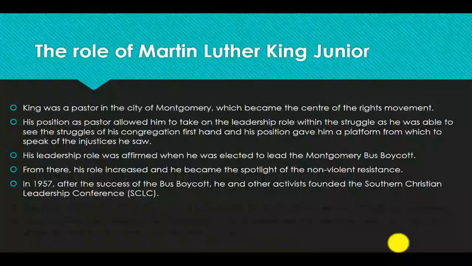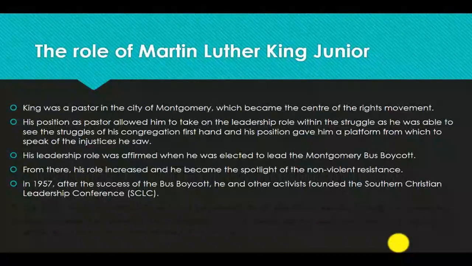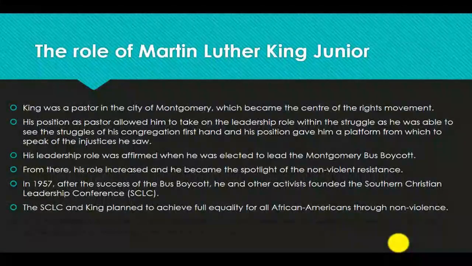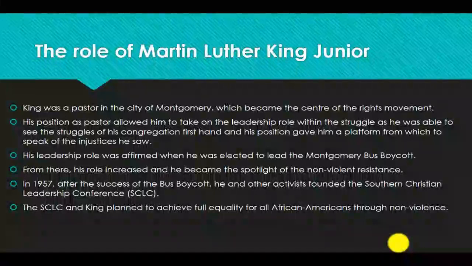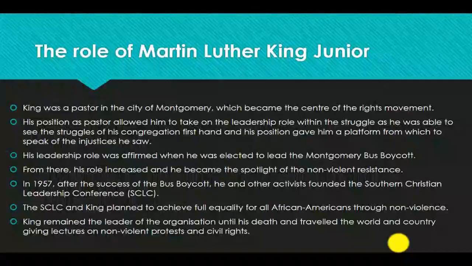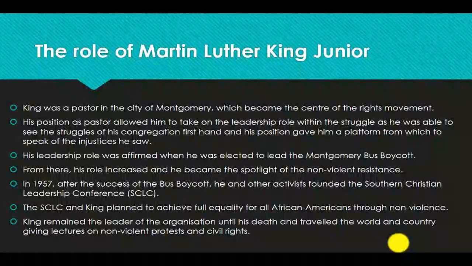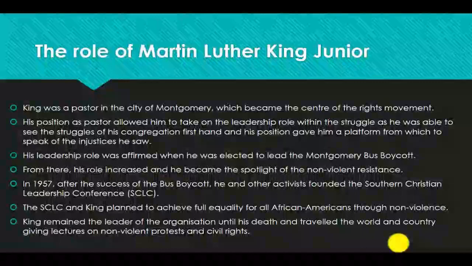And in 1957, after the success of the bus boycott, he and other activists founded the Southern Christian Leadership Conference, and the SCLC and King then planned to achieve full equality for all African Americans through non-violence. King remained the leader of the organization until his death, and he traveled the world and country giving lectures on non-violent protests and civil rights.